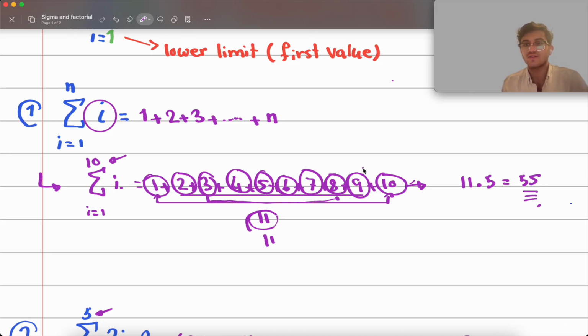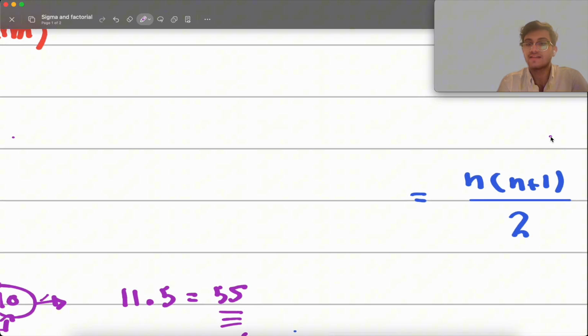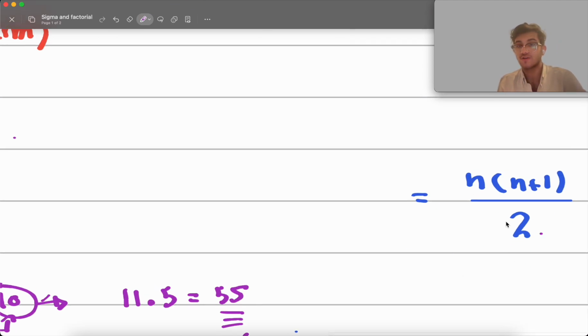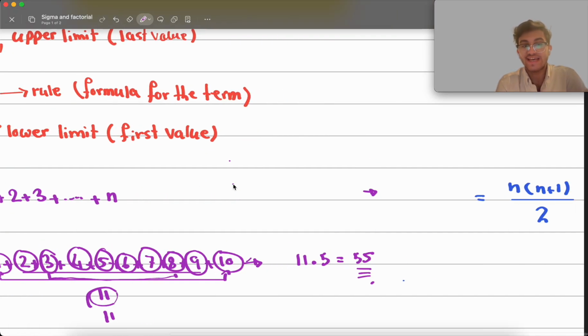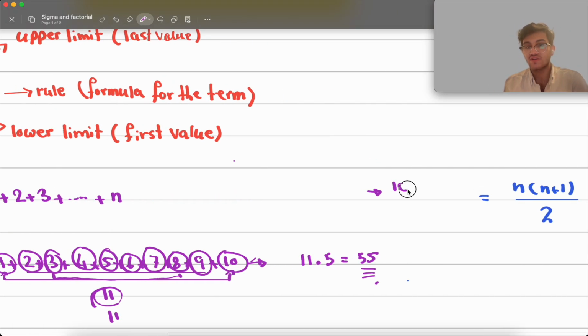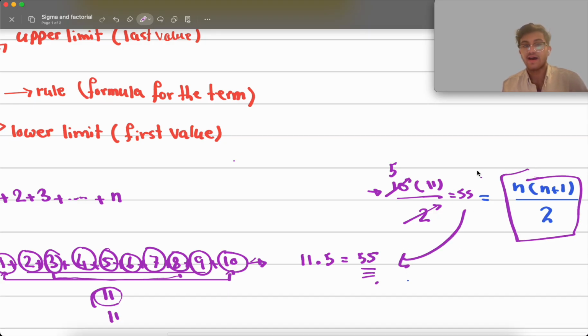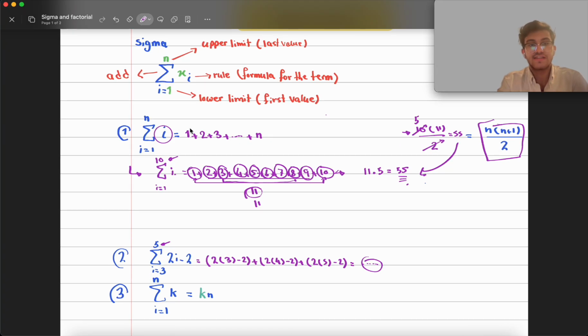And instead of doing this all the time, I have a formula: n times n plus 1 divided by 2. My n is the upper bound, which is 10. So I'm going to replace n with 10. It's going to be 10 times 10 plus 1, which is 11, divided by 2. 10 divided by 2 is 5, so it's going to be 5 times 11, which is 55, the same as this one. So now I know that I can rewrite this sigma notation right here as n times n plus 1 divided by 2.